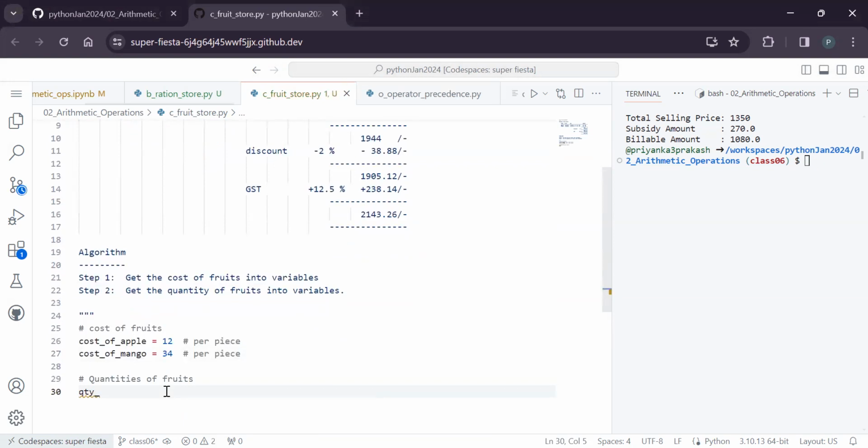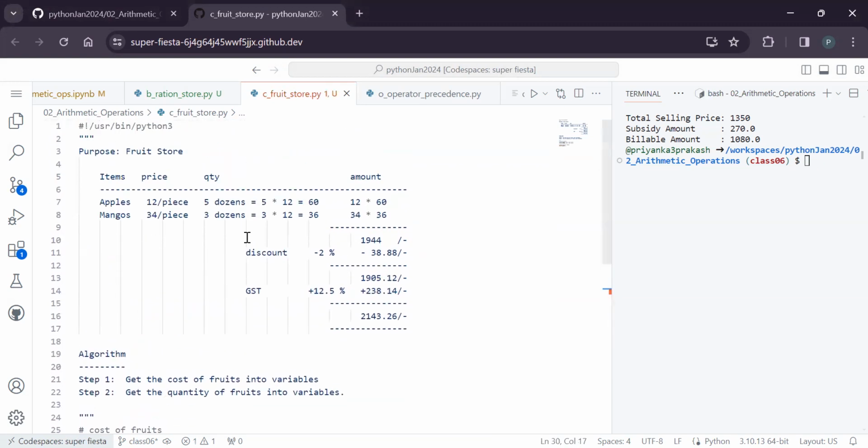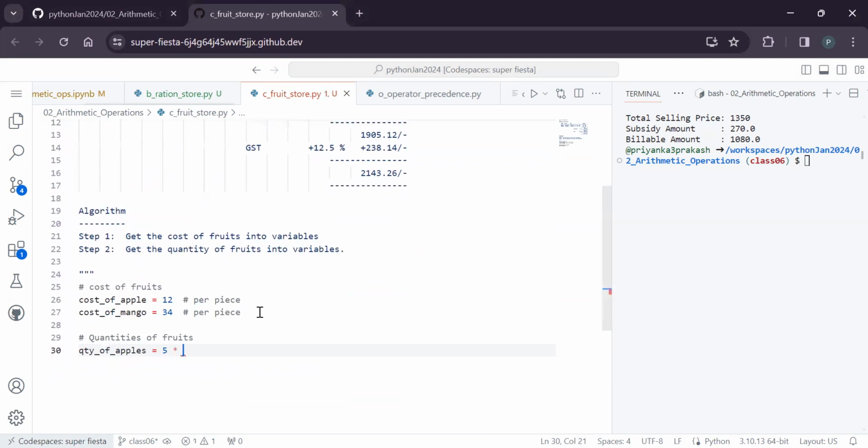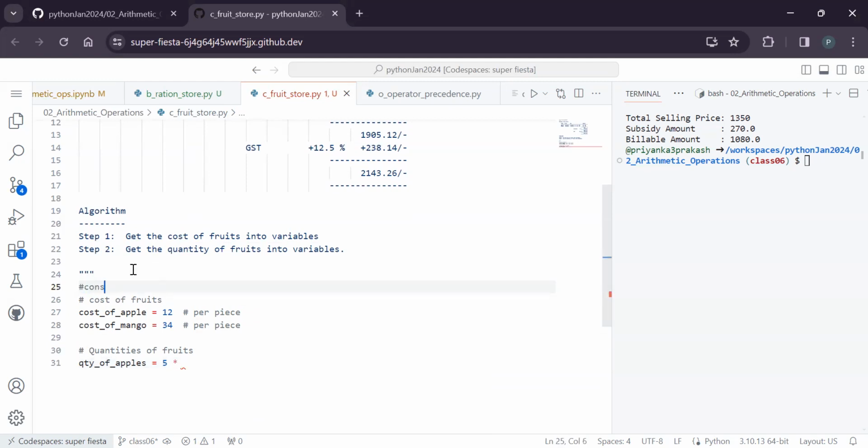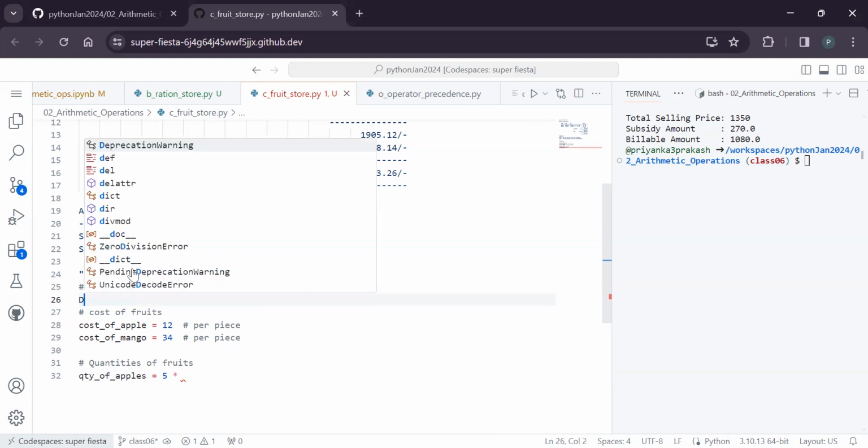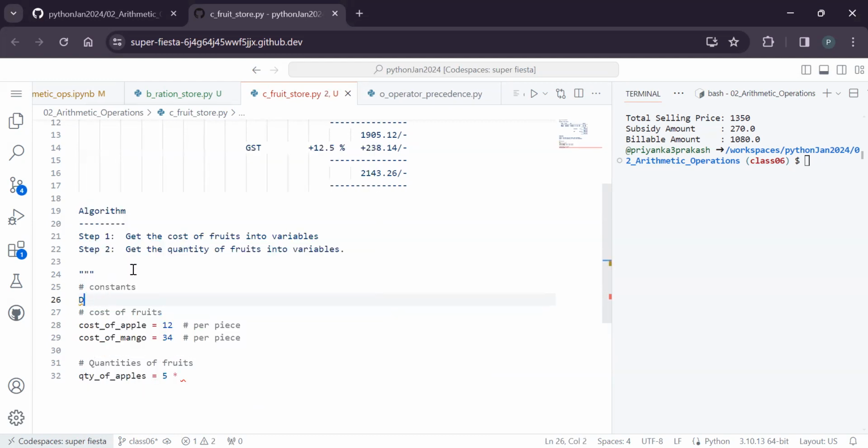So quantity of apples is equal to, it is saying 5 dozens. Say 5 into dozen, can I give? No, dozen means 12. Instead of implementing it that way, generally in a program, whenever you have constants, we should place the constants at the start of the program. Or we need to have a separate constants or config file where you write them. So what is a constant here? Dozen. Dozen is equal to 12.